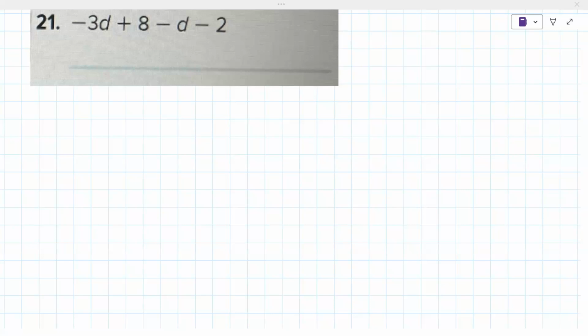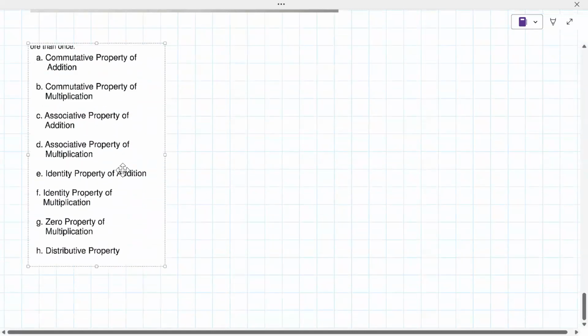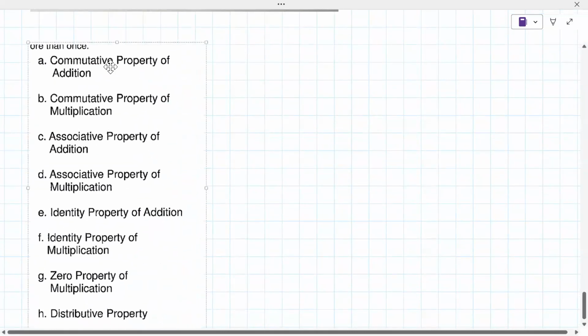Okay, so let me throw up a list of properties. I want you to look at the list and see if there are any that you don't think you remember. We have the commutative property of addition and commutative property of multiplication, so you're going to have commutative for both. Associative property of addition, associative property of multiplication, identity property for addition, identity property for multiplication, zero property of multiplication, and then the distributive property.